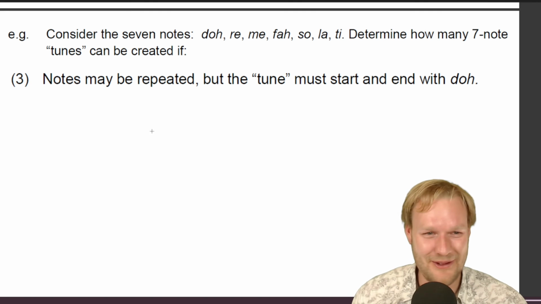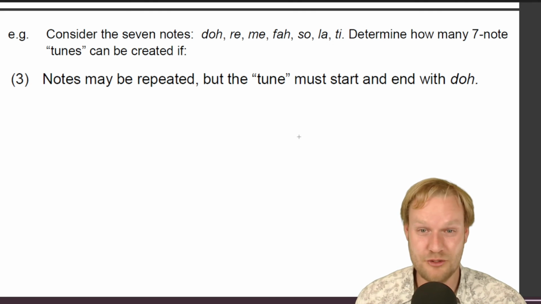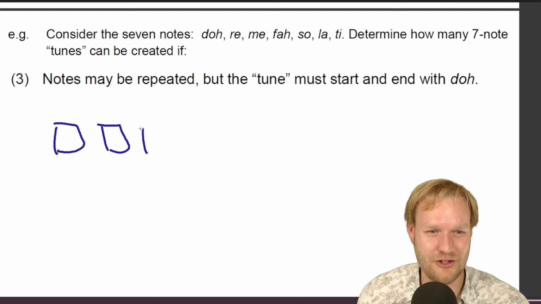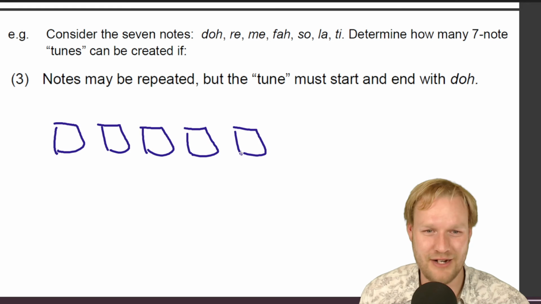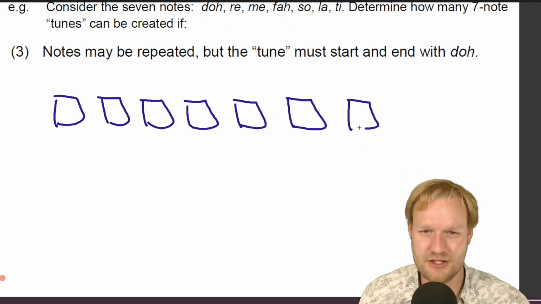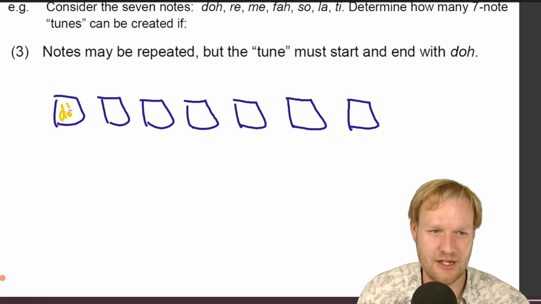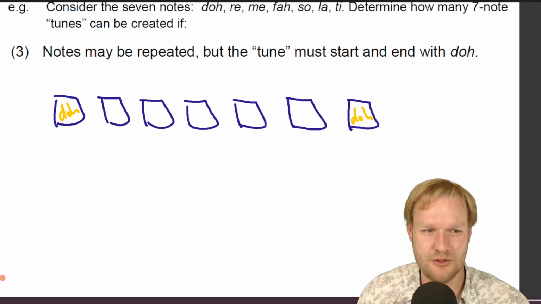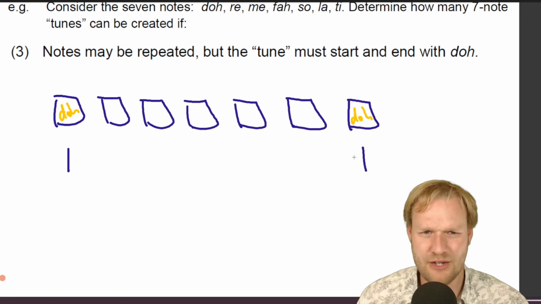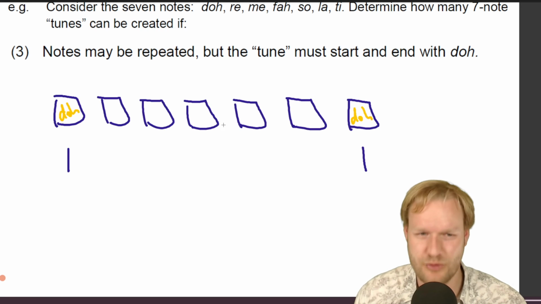Okay, so notes may be repeated, but the tune must start and end with do. So we've got 1, 2, 3, 4, 5, 6, 7. In these first and last ones, we must have do and we must have do. So in other words, there's only one way of doing that one, and there's only one way of doing that. And we can fill in the rest as we like.